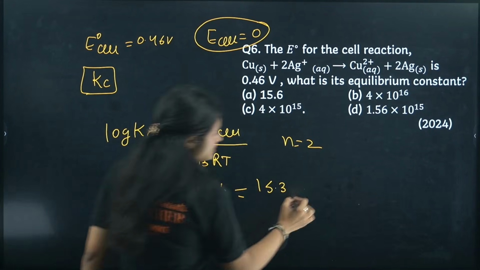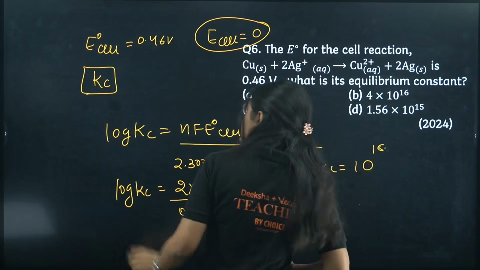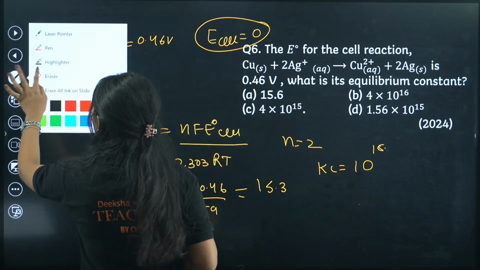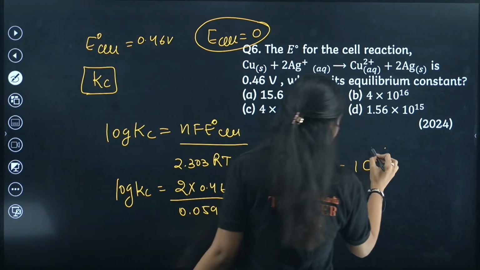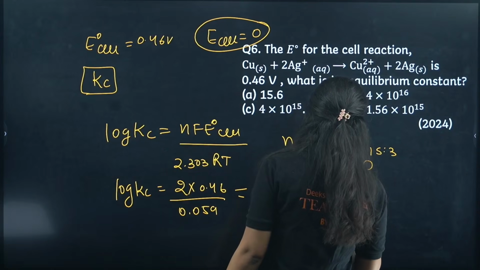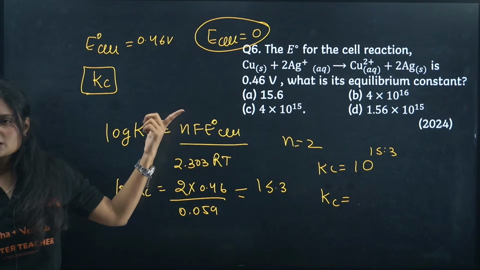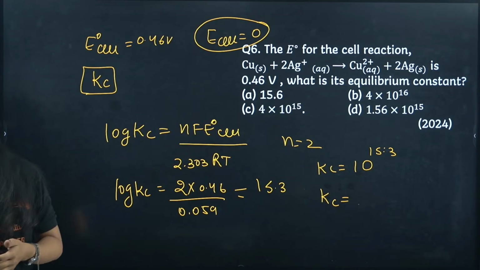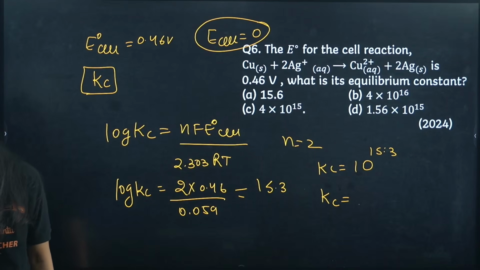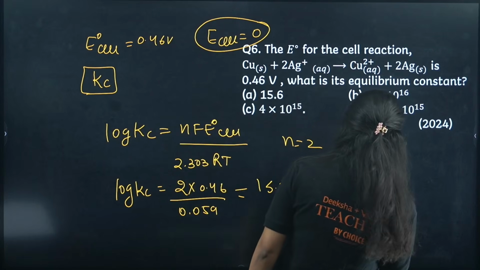Then your Kc will be equal to 10 raised to power 15.3. The answer will come as an approximation. So how much will the answer come around? If you calculate it, a log table will be provided to you to calculate these values. Your answer will come out around 3.98 times 10 raised to power 15.